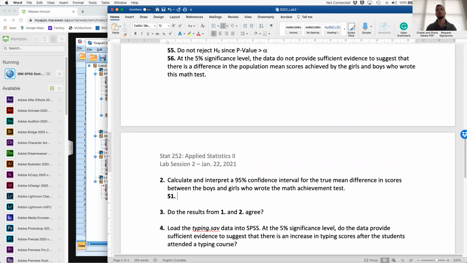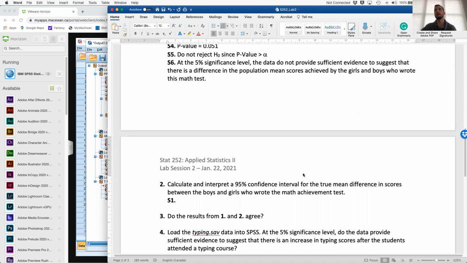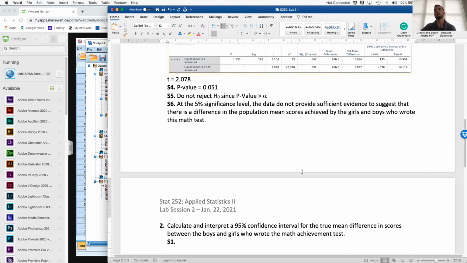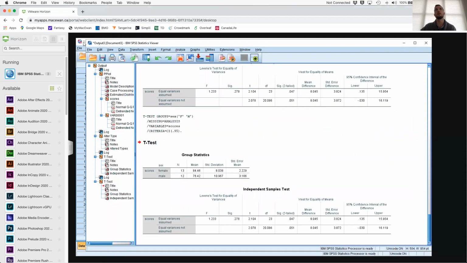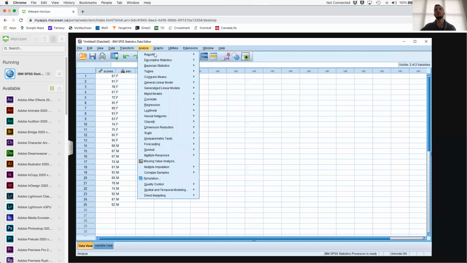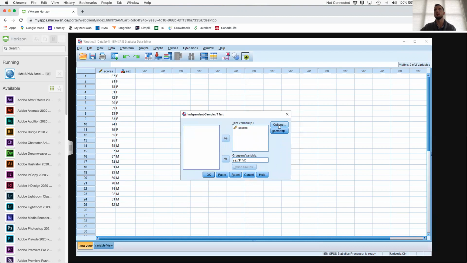So in question 2, we want to calculate and interpret a 95% confidence interval for the true mean difference in scores between the boys and the girls who wrote the math achievement test. So you can actually see in the output for the 2 sample test, we're given the 95% confidence interval directly. Now, just for completeness, when we select independent samples t-test, you can see that after we set up the test variable and the grouping variable, we have an options category here. So inside the options category is where we can select the percent confidence level.